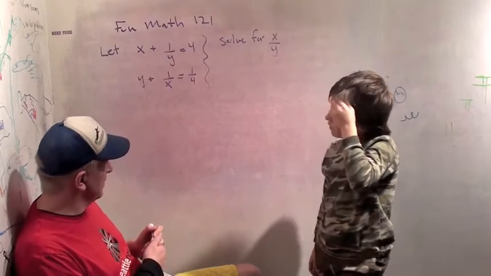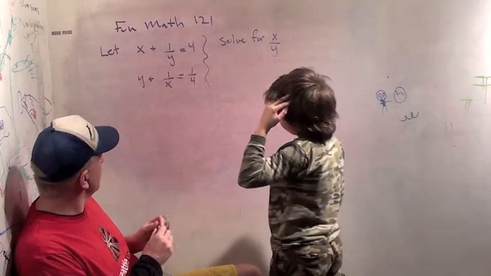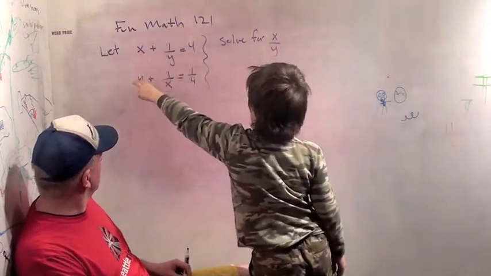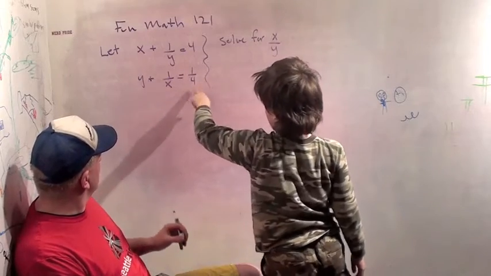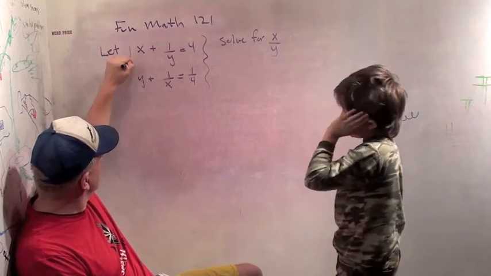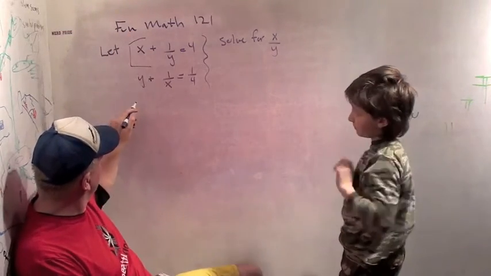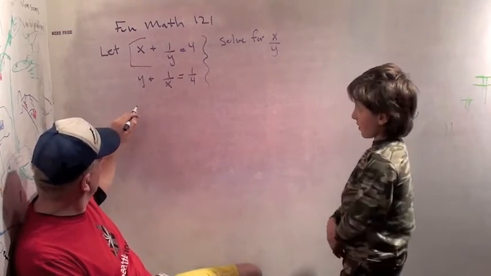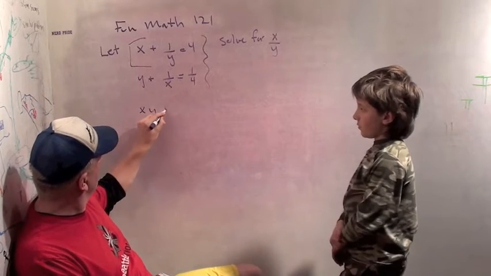Okay, so what do you want to do? We can multiply this one by y, and we can multiply this one by x. Let's not worry about the 1/4 here. Okay, so when I multiply this equation here by y, I get what? You get xy plus 1 equals 4y.